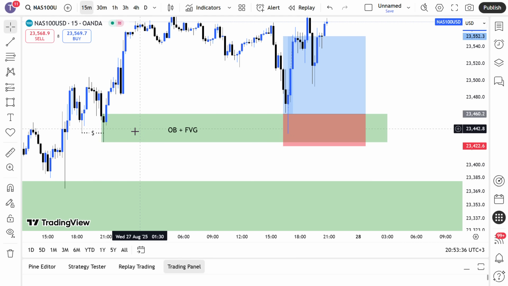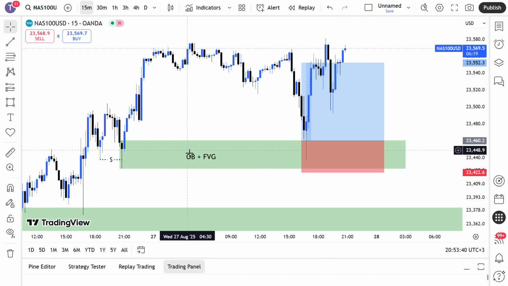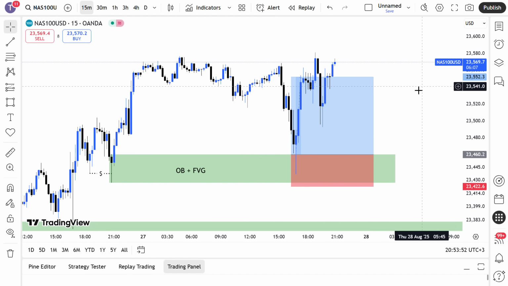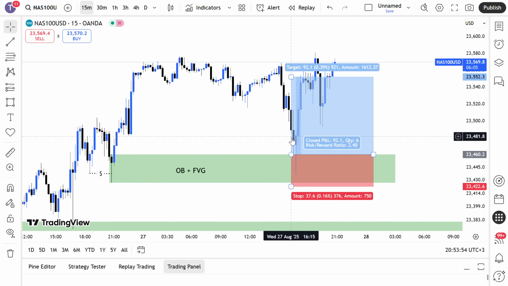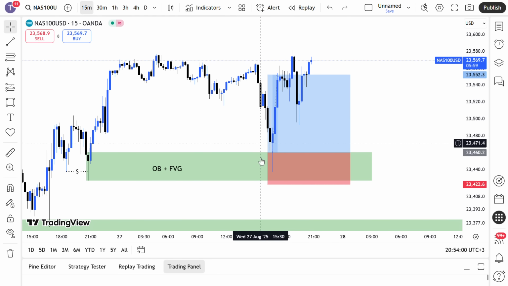So I found this order block, and I knew that during the New York session the market would come back down, tap into this area, and we would have a reaction. This was at the start of the New York session, and we had the price tapping into the order block before this reaction.